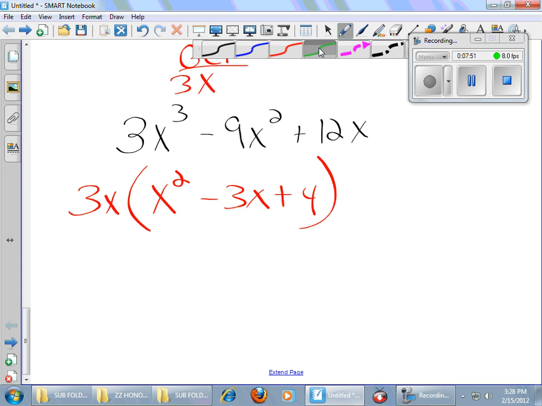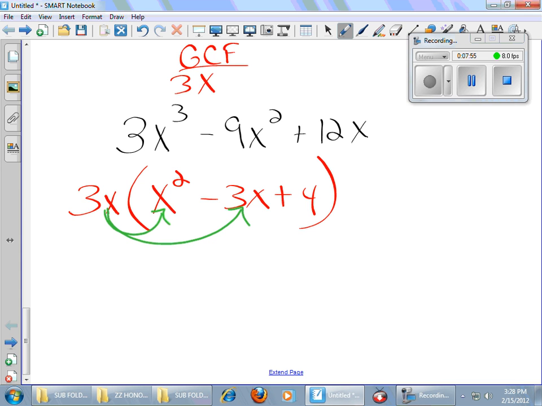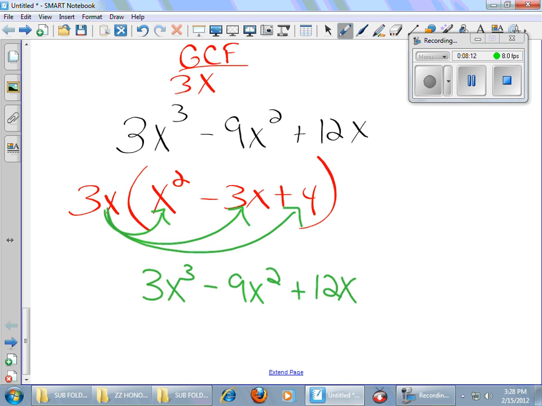I can check my answer by redistributing. Let me multiply here, here, and here. If I get the original problem, I did it correct. 3x times x squared, 3x cubed. 3x times 3x would be 9x squared. 3x times 4, 12x. Bingo! I got it. I'm good.